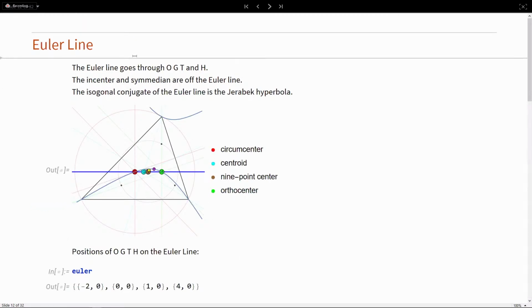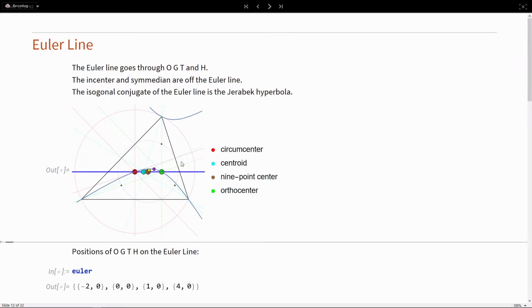The Euler line goes through 4 of the points. It goes through the Circumcenter, Centroid, 9-point center, and Orthocenter. The conjugate of that, which we'll get into, is what's known as the Jerabek hyperbola, and you can see it up here. Here's the formula for it. So the Euler line goes through the Circumcenter, which is the center of the circle that goes to the vertices. The centroid, the orthocenter, which is the intersection of the altitudes.